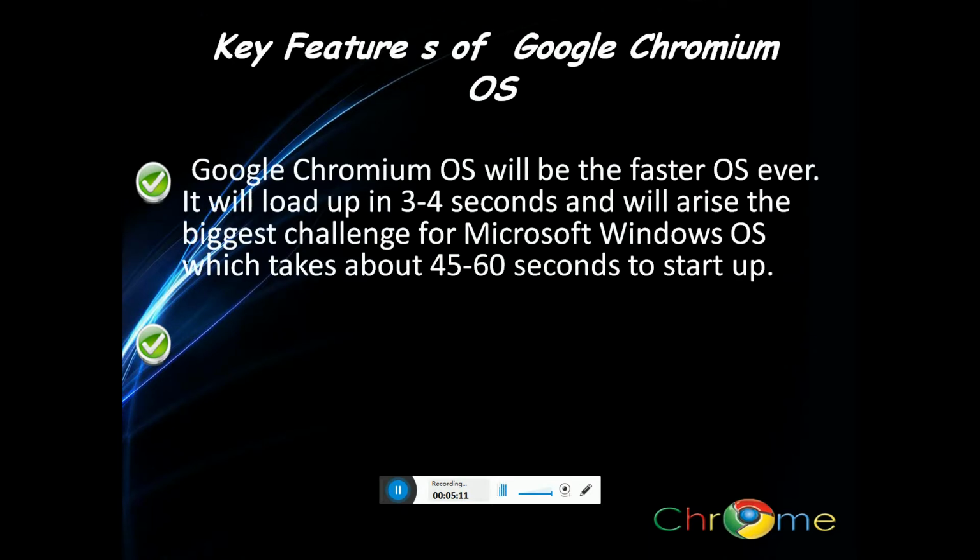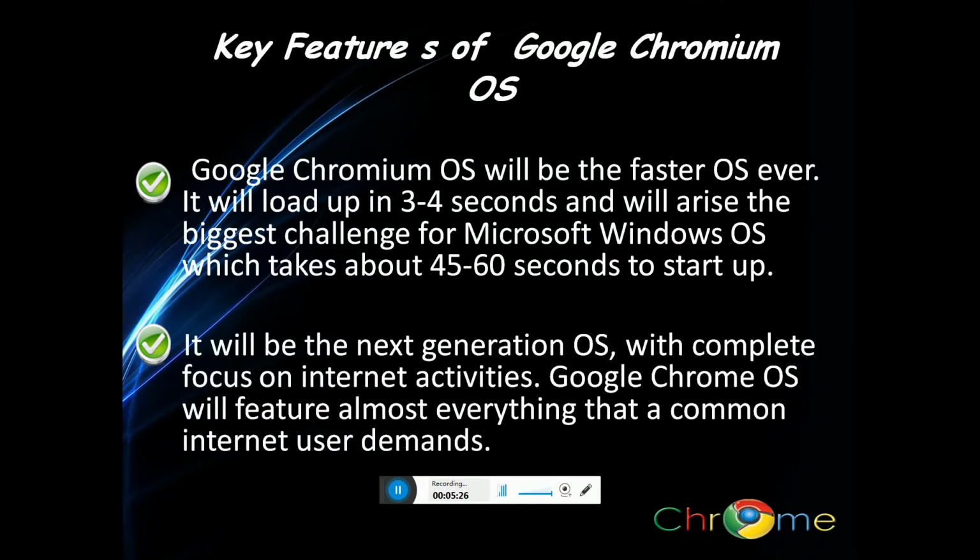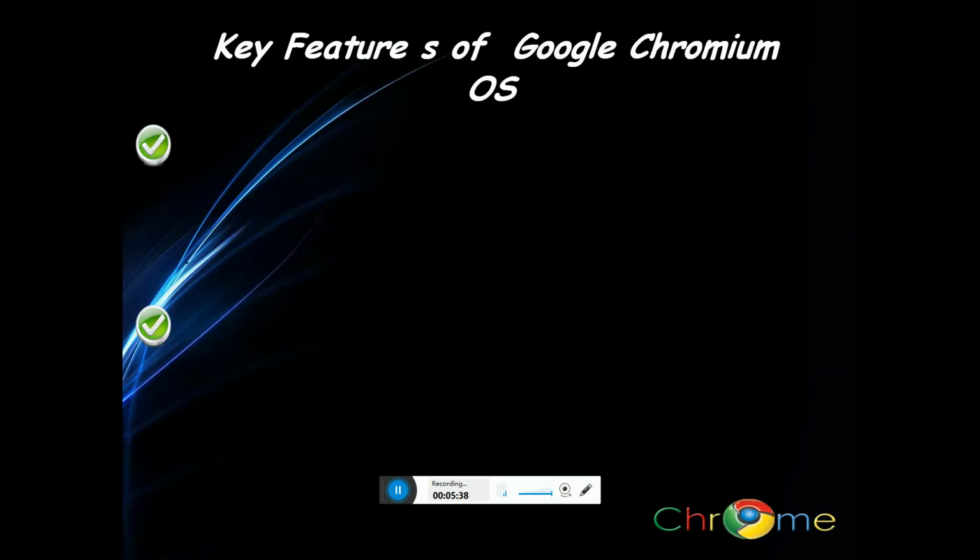Google Chrome OS will be a faster OS. It will load in 3 to 4 seconds, one of the biggest challenges for Microsoft Windows, which takes about 45 to 60 seconds to start up. It will be a next generation OS with a complete focus on internet activities. Google Chrome OS will feature almost everything that common internet users demand. The key features of Google Chrome OS.